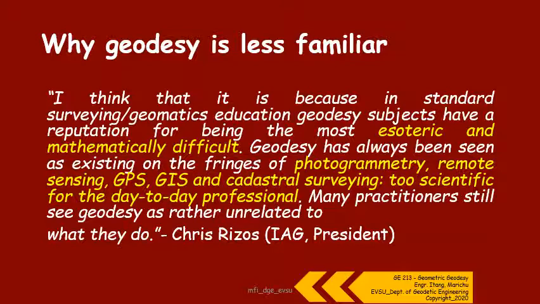difficult. So geodesy has always existed on the fringe of photogrammetry, remote sensing, GPS, our cadastral work, our surveys. It is because it is too scientific compared to the practices we do today. When we say fringes, that is something resembling. So our photogrammetry, remote sensing, GPS, GIS, the surveys we conduct, all of that has a connection to geodesy. Okay? So many practitioners still see geodesy as rather too unrelated to what they do.